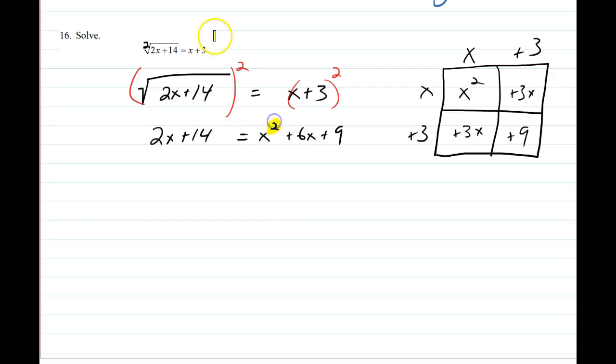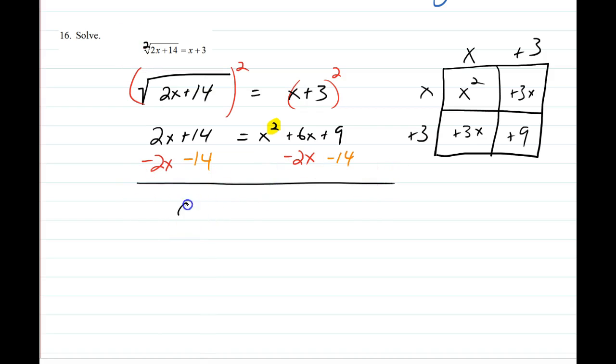Since it's a quadratic, it has to equal 0. So now we minus the 2x from both sides, minus the 14 from both sides. So we get 0 equals x squared plus 4x minus 5. Now we factor it. And so this factors to x plus 5, x minus 1.